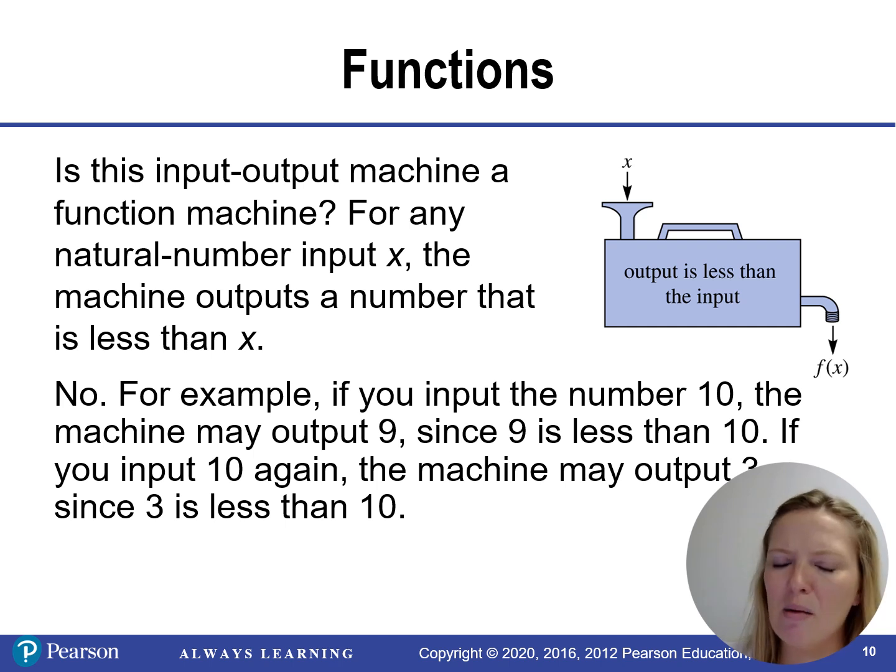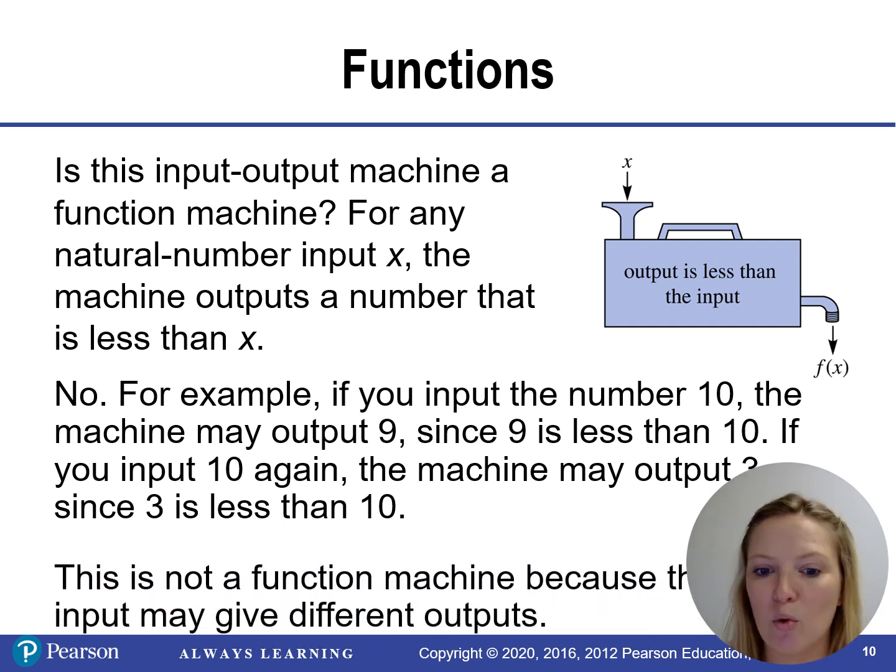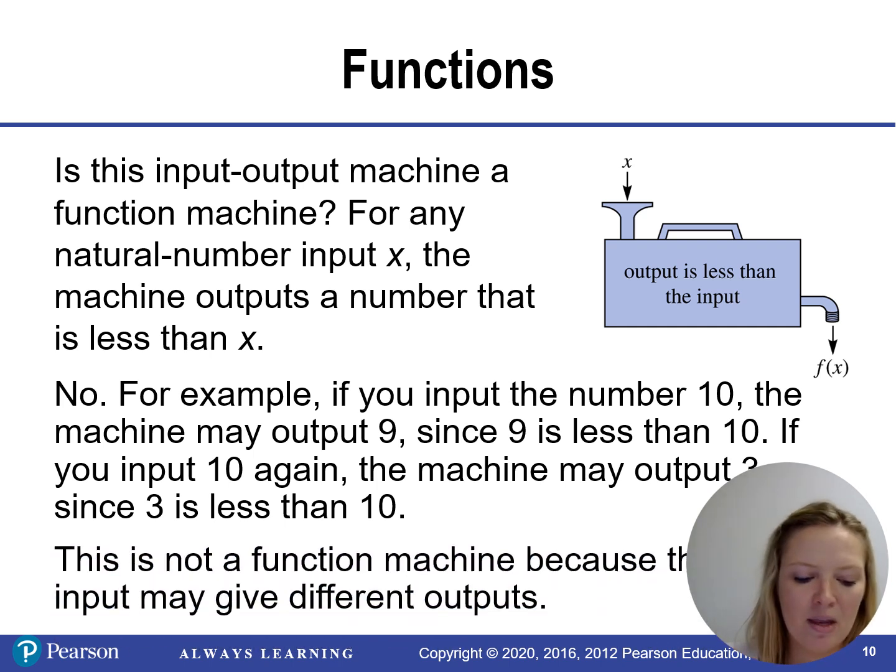We also have a problem that's not noted here, because if we input 1 into this function, there are no natural numbers that can output less than 1, because 1 is the smallest natural number. So 1 would not have any output, where other natural numbers would possibly have more than one output. So this is not a function because the input may give different outputs.